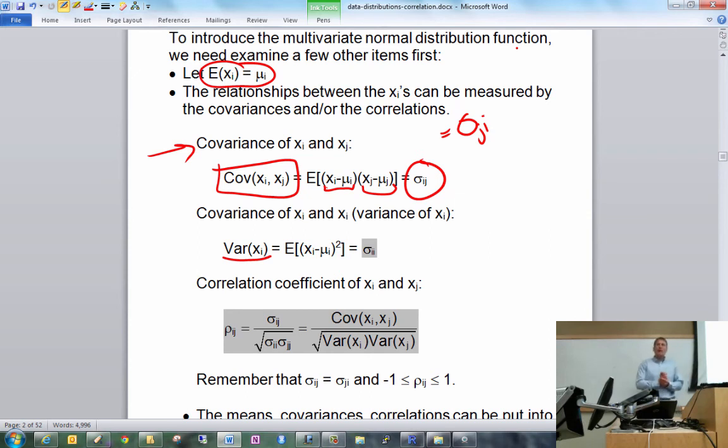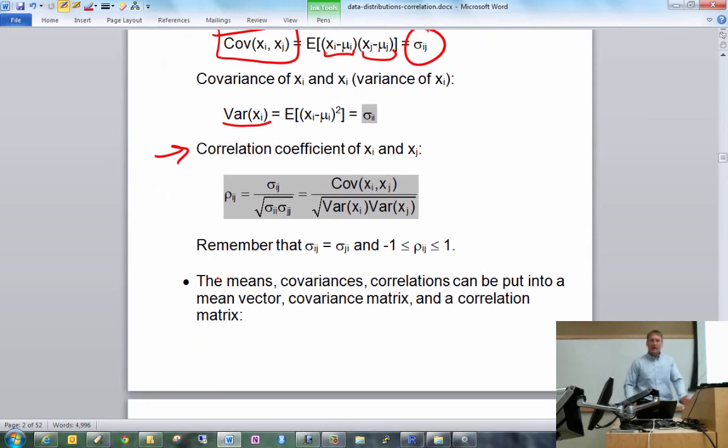So again, covariance is a measure of association. If it's 0, no association. If it's greater than 0, there's a positive association, meaning as x_i increases, you would expect x_j to increase. If it's a negative value, then as x_i increases, you would expect x_j to go down. Now, the problem with the covariance is that there's no upper bound, no lower bound to it. What you learned about in your first stat course was something called a correlation coefficient.